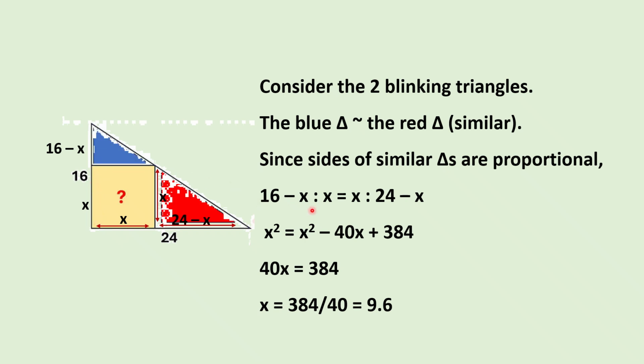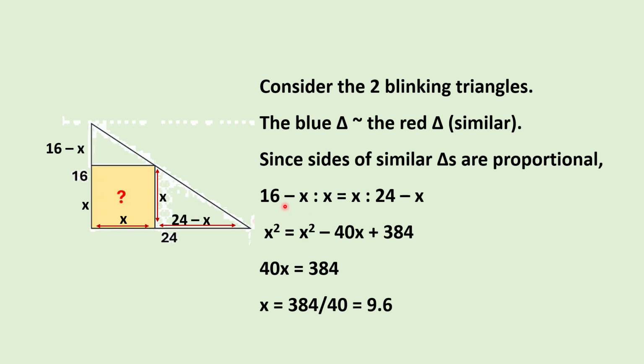16 minus x is to x equal to x is to the remaining 24 minus x. So 16 minus x by x equals x by 24 minus x. Now multiply the first and the last term and the middle two terms, that is cross multiply. X square equals x square minus 40x plus 384.